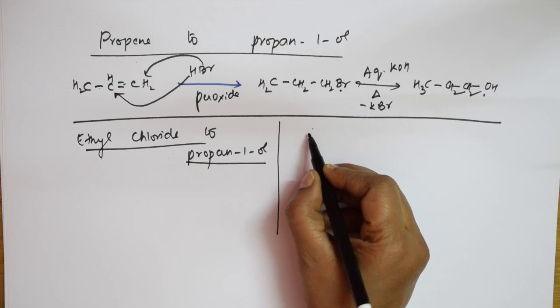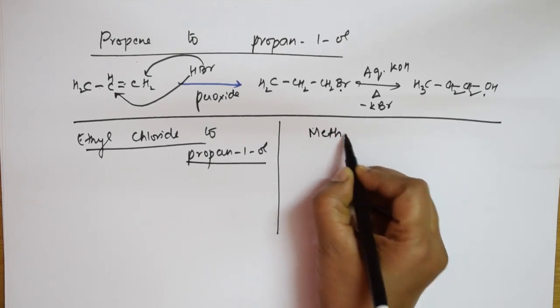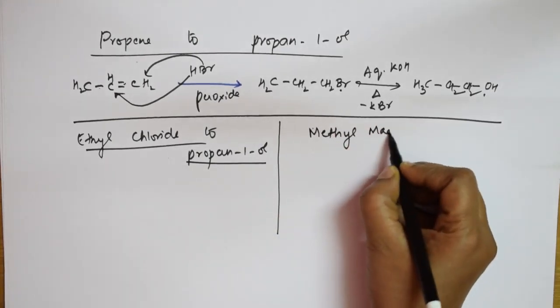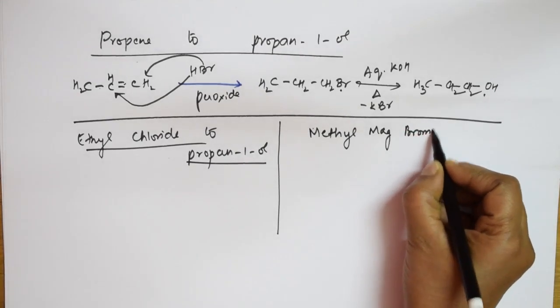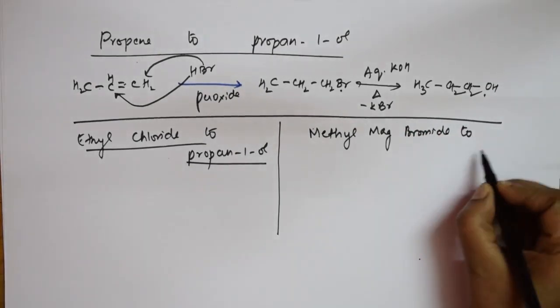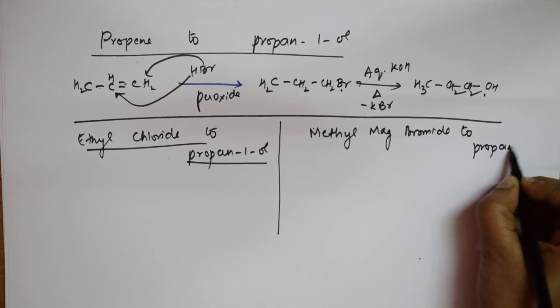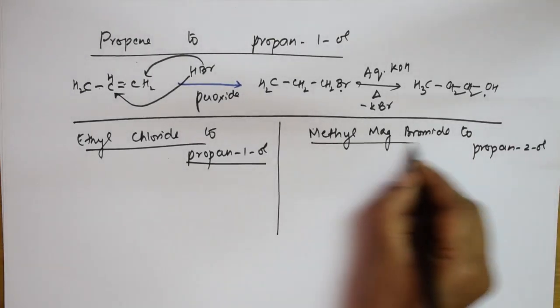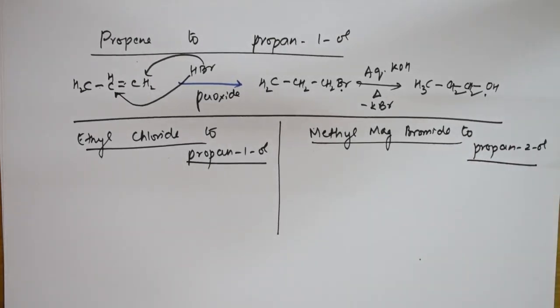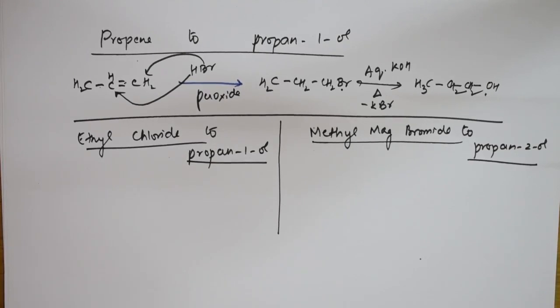this is methyl magnesium bromide to propanol. Here it is propan-1-ol, here it is propan-2-ol. Let me underline this also. So now they've asked me ethyl chloride to propan-1-ol.